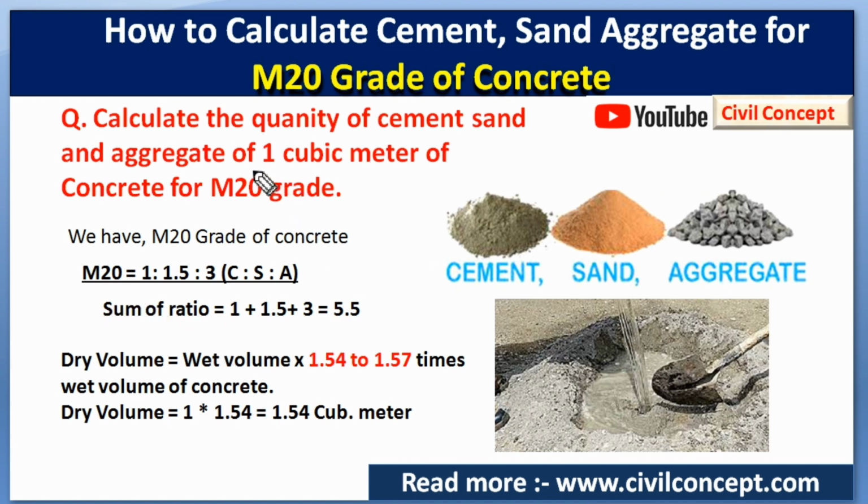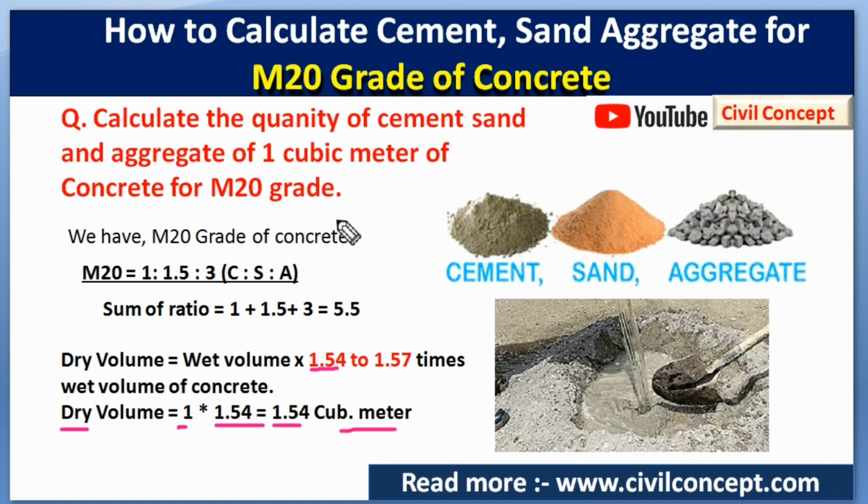Here we have 1 cubic meter of concrete, which is wet volume, and we have to convert it into dry volume. To convert it into dry volume, we have to multiply the wet volume by 1.54 to 1.57. You can take any value from this range. I am taking 1.54. Then the dry volume will be 1 into 1.54, which equals 1.54 cubic meter.